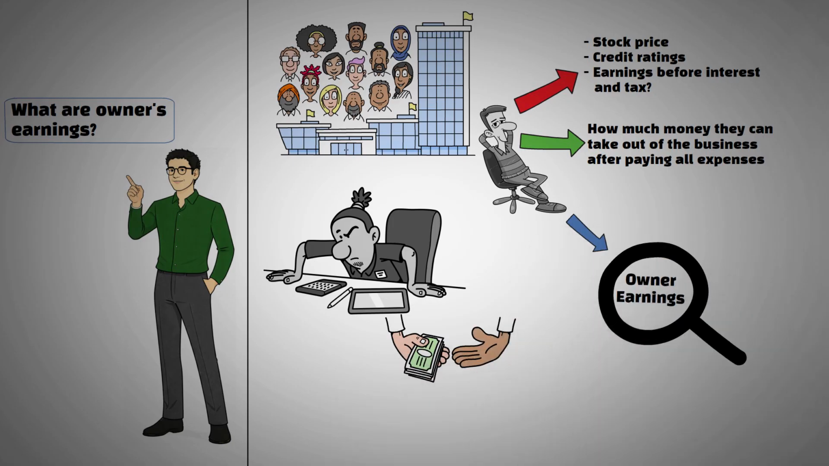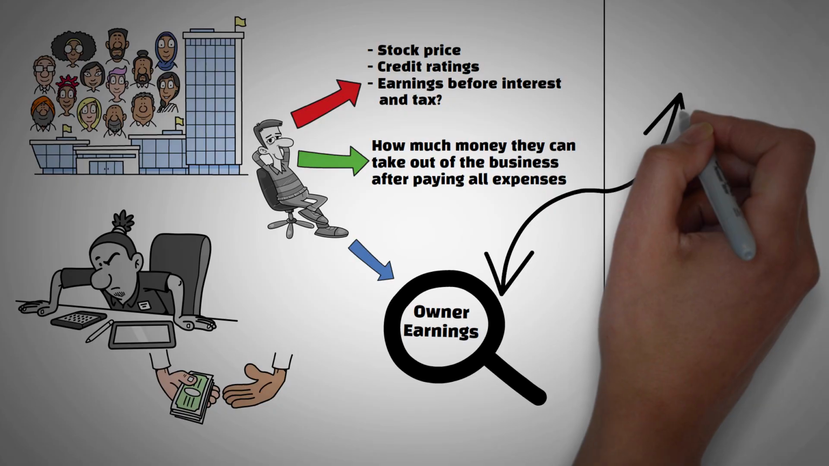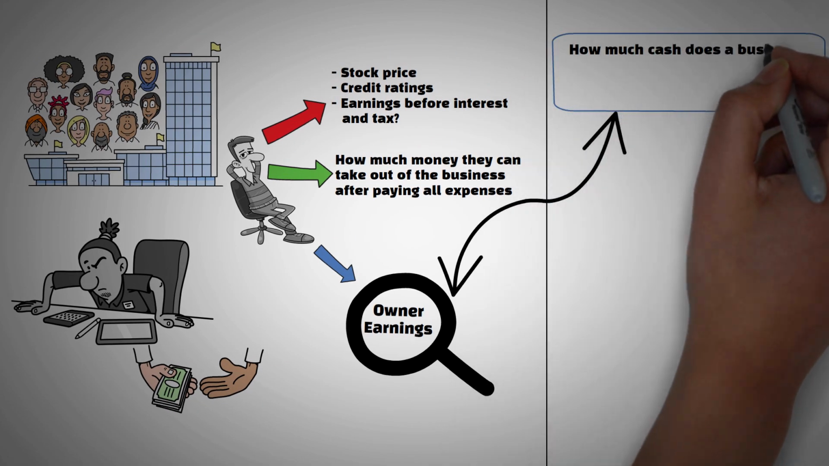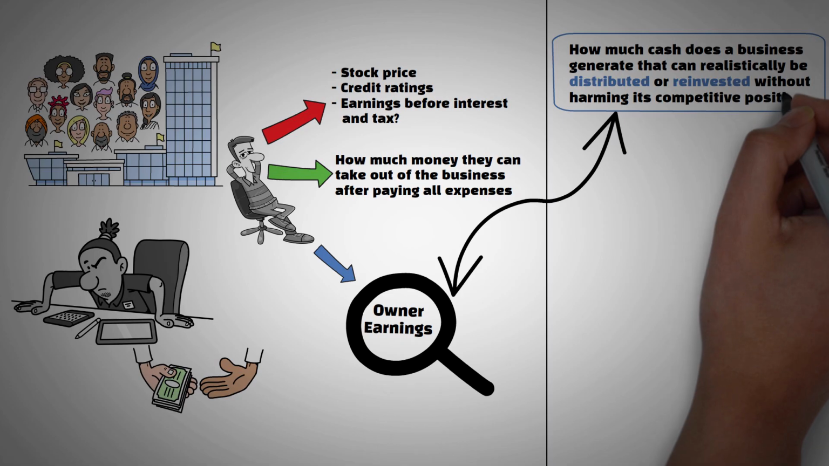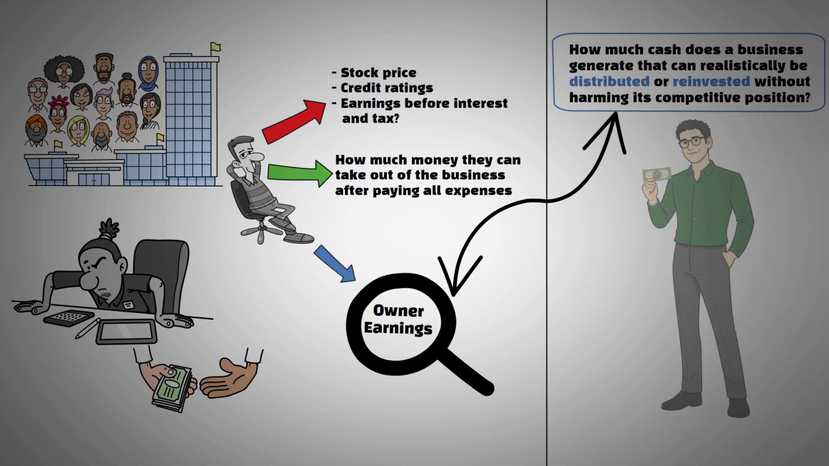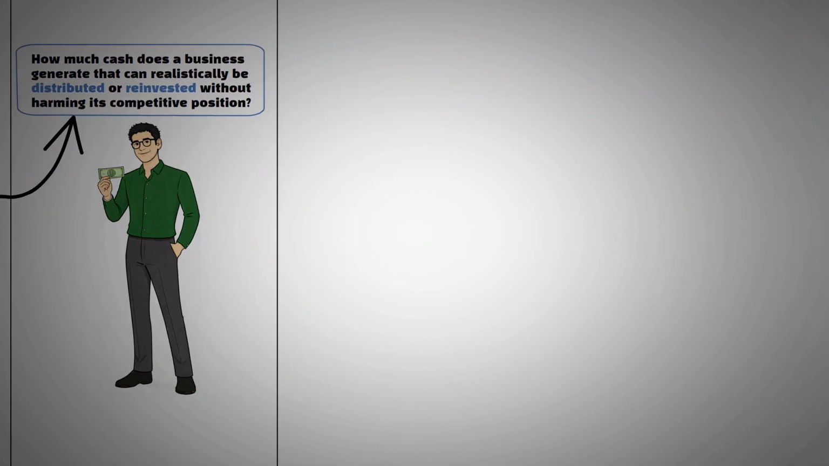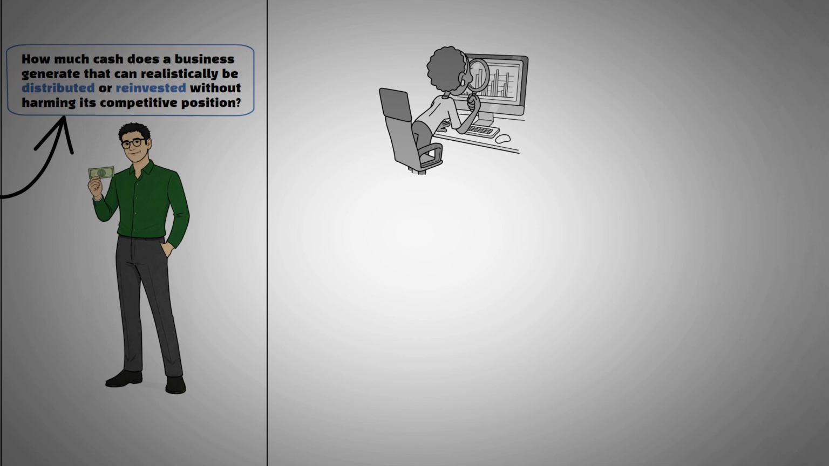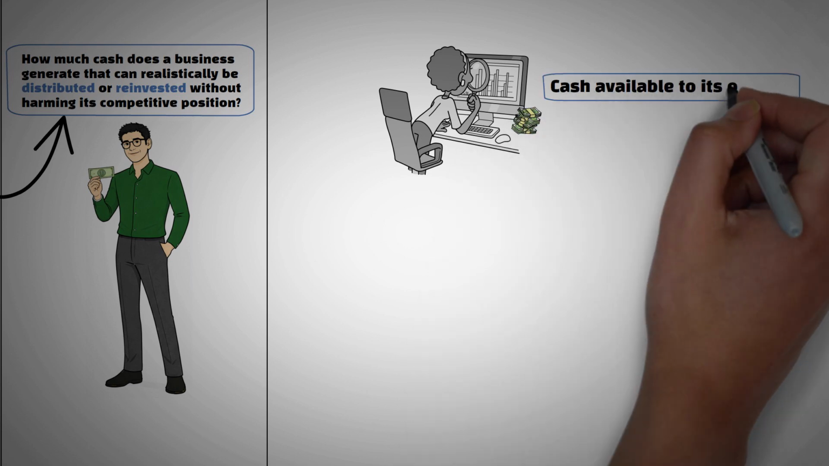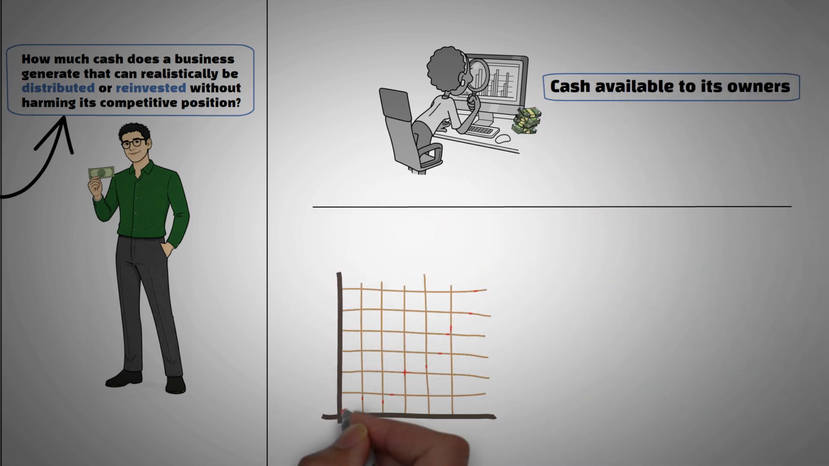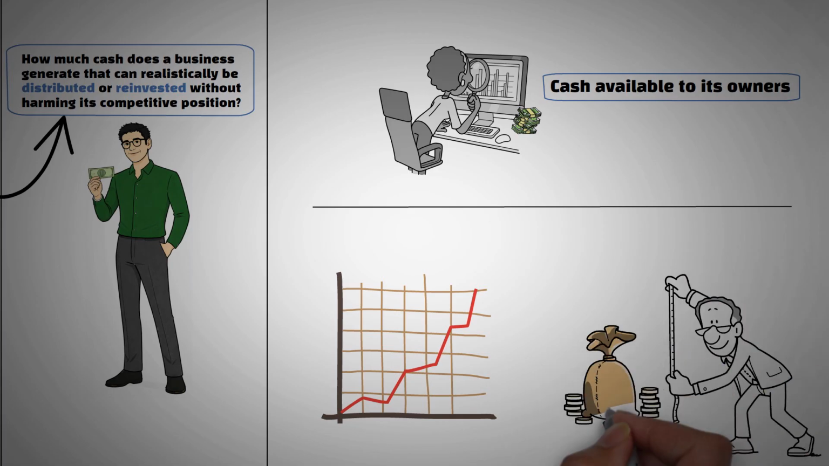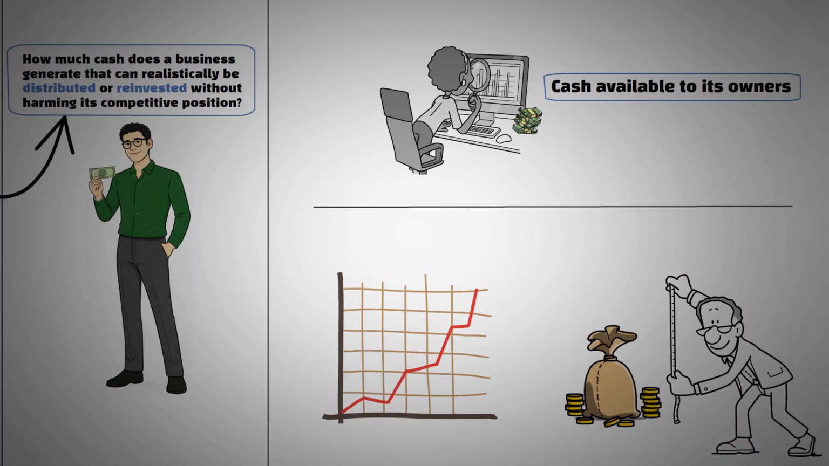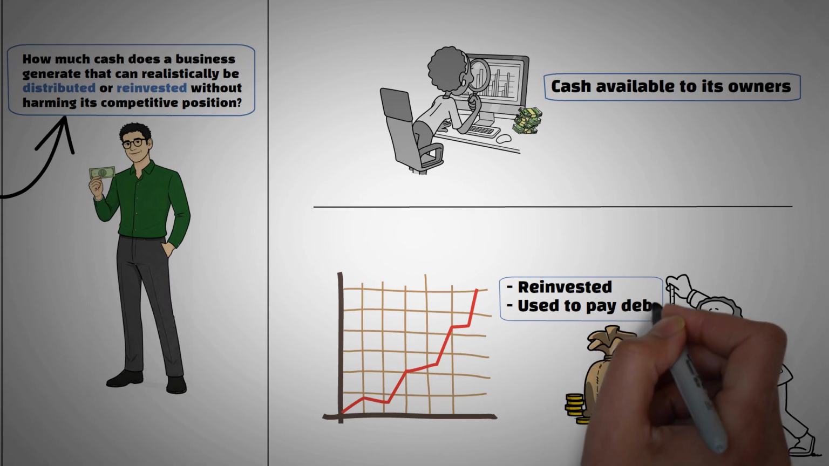At its core, owner earnings aim to answer one fundamental question. How much cash does a business generate that can realistically be distributed or reinvested without harming its competitive position? Owner earnings are a way to evaluate a company's performance by focusing on the cash available to its owners. Rather than relying on accounting profits, this measure highlights the cash the company generates that can realistically be distributed to shareholders, reinvested to grow the company, or used to pay down debt.